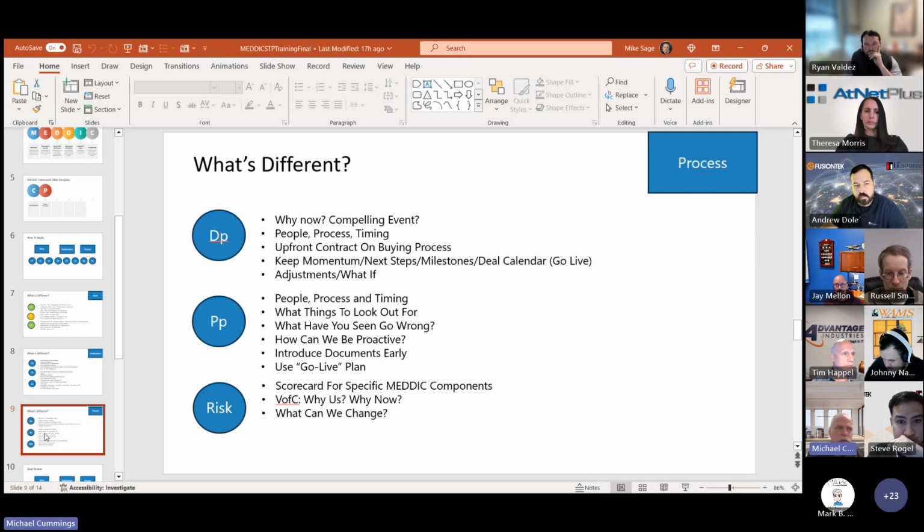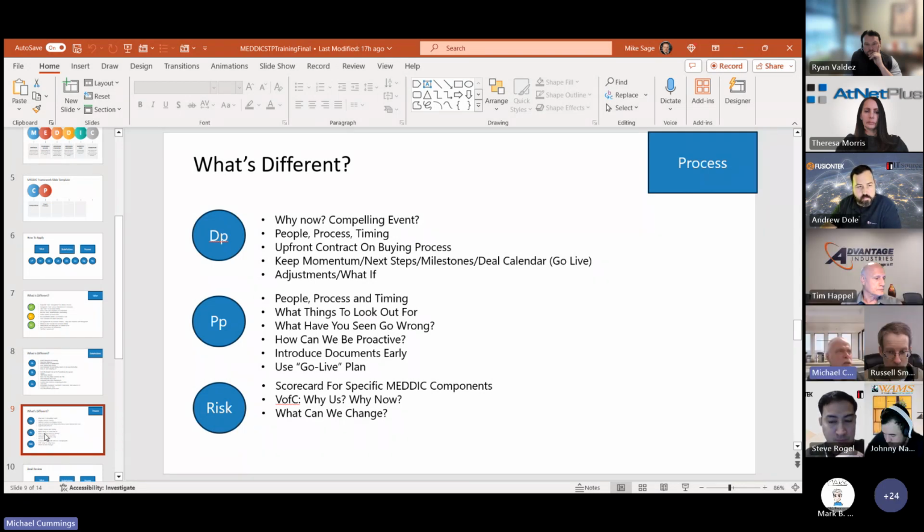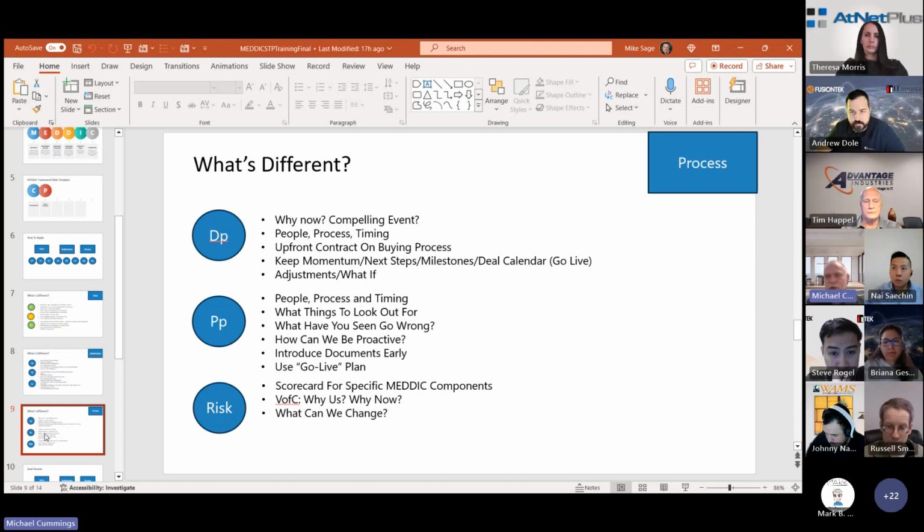So what's different again about MEDDIC? So the decision process, you'll find the people, and again, a lot of the people that use this are people that have an almost overabundance of opportunities. So it's very common, for example, in the SaaS industry or with big companies like Accenture, Cisco, there's that massive amounts of opportunities.